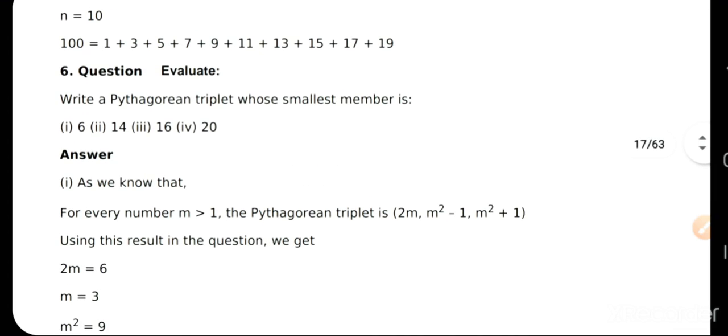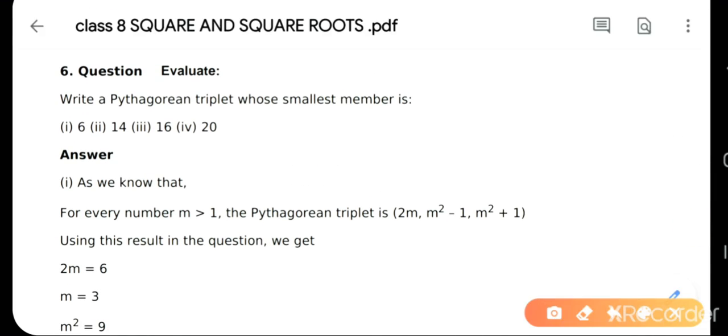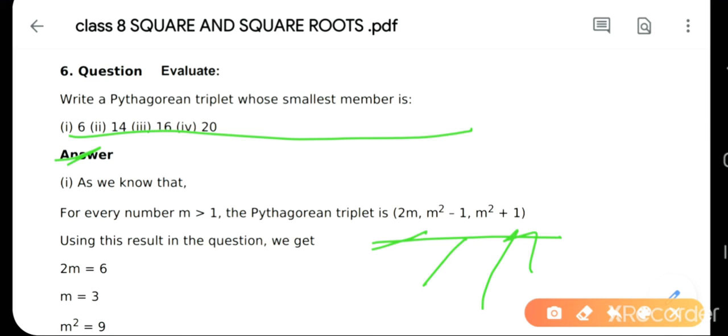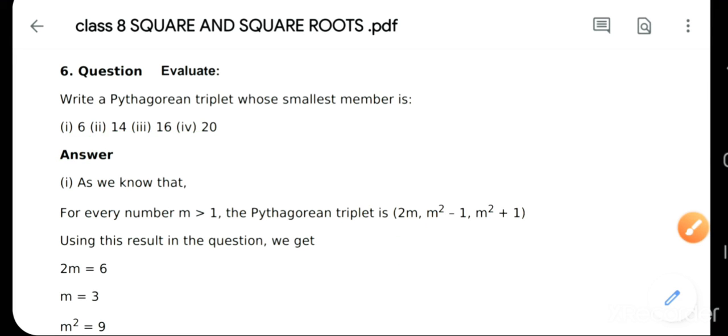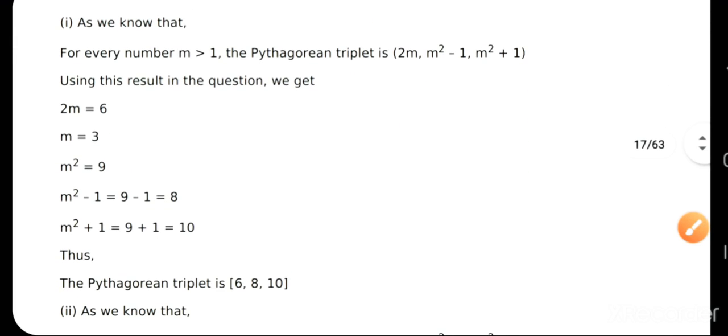Yes, the next and important question. Write a Pythagorean triplet whose smallest number is 6. For this I had told you a formula, which is this: 2m, m square minus 1, m square plus 1. The smallest one is 2m. If the smallest one is 6, then 6 would be equated to 2m. Then you need to find the value of m as it has been done.